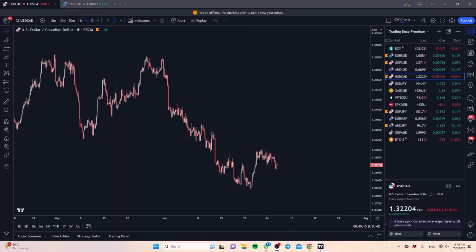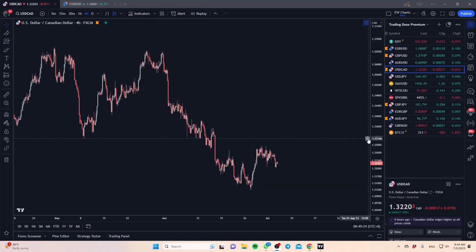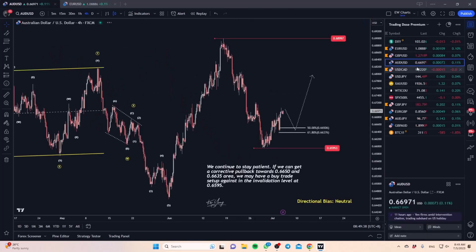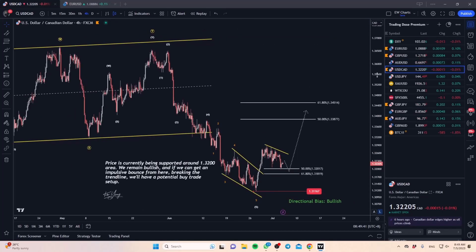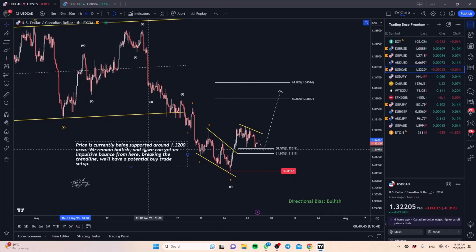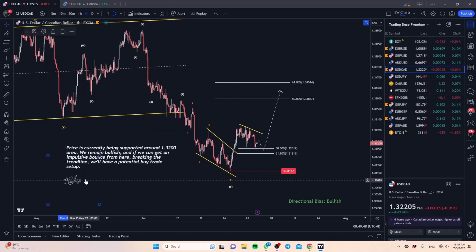Okay, so in terms of dollar CAD over here, what we want to look out for... give it a while, I think my chart is loading. Alright. So in terms of dollar CAD, as I mentioned, it's worth mentioning because we do have the NFP as well as the Canadian labor market data this Friday. And in terms of price structure, it's pretty clear and clean.